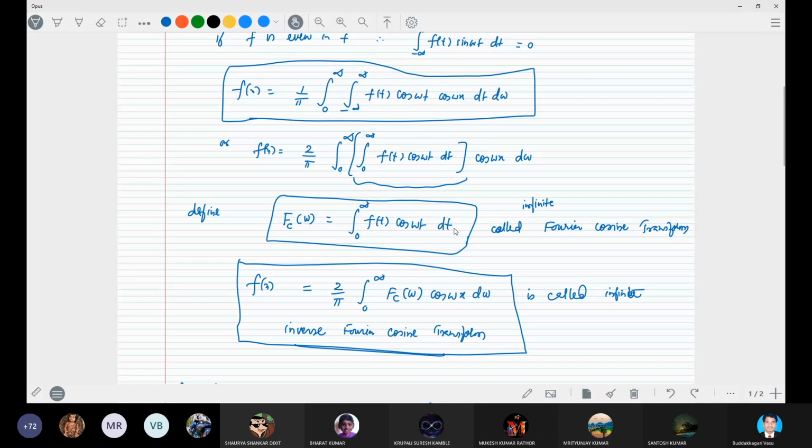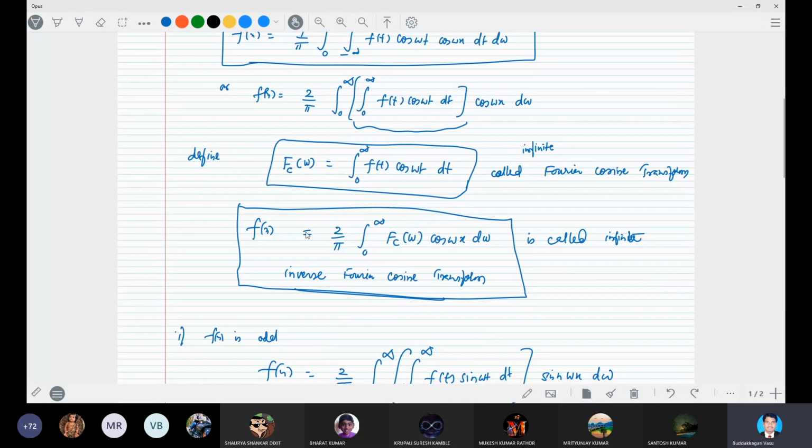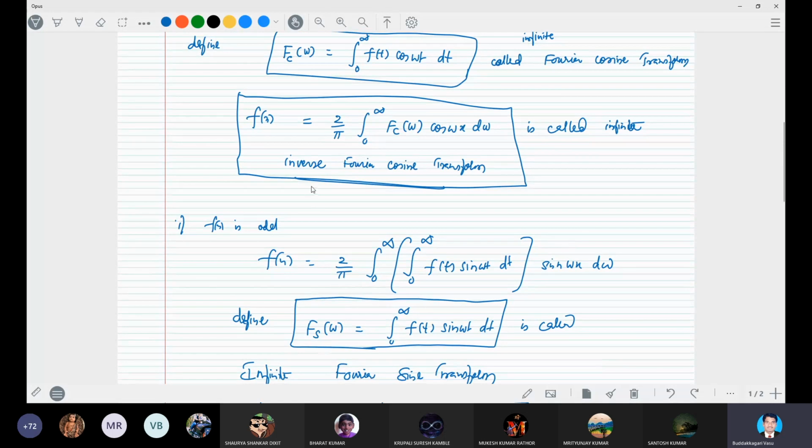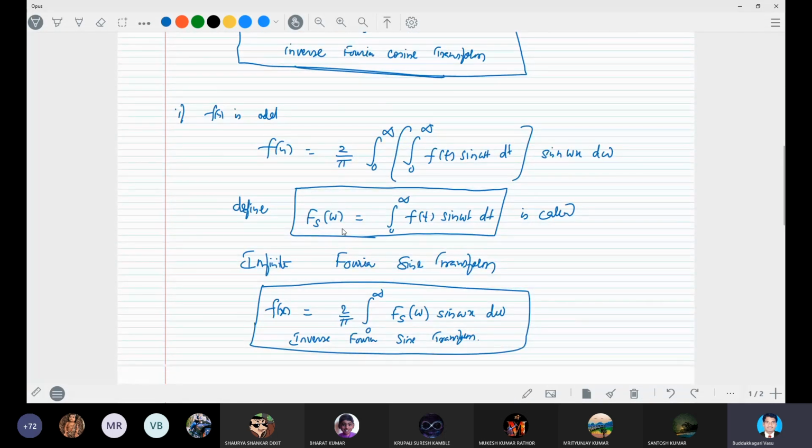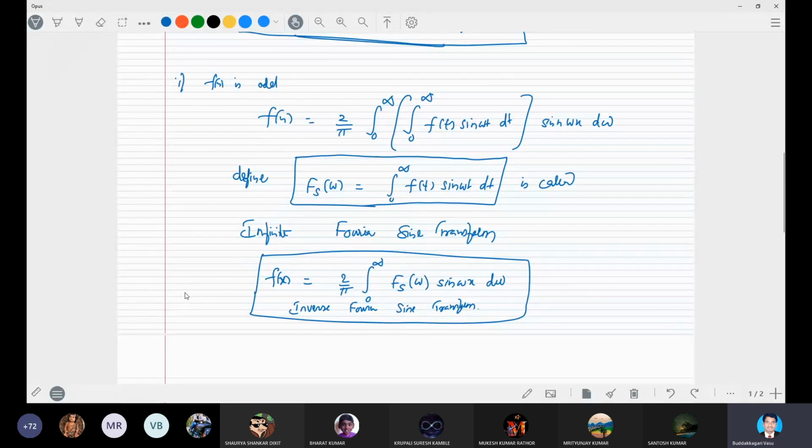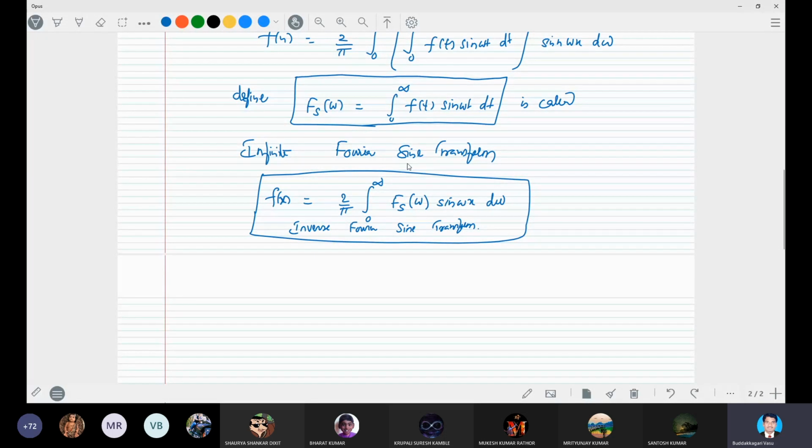Right. So these are the Fourier cosine transform Fc(omega) equals integral 0 to infinity f(t) cos omega t dt. And the inverse Fourier cosine transform is 2 by pi integral 0 to infinity Fc(omega) cos omega x d omega. In the same fashion, the Fourier sine transform is Fs(omega) equals integral 0 to infinity f(t) sine omega t dt, and its inverse Fourier sine transform is defined by 2 by pi integral 0 to infinity Fs(omega) sine omega x d omega. Right? These are all defined on the infinite interval of integration.